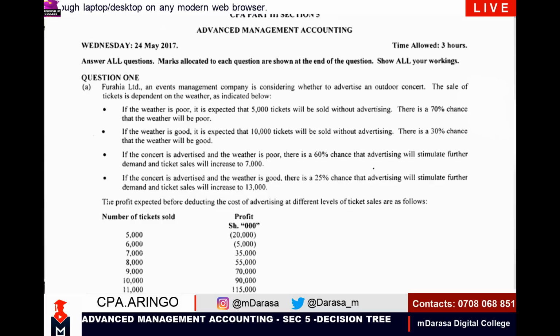At any given point, if the weather is good and I've done nothing, still I'm going to sell 10,000 tickets. And we are told that there is a 30% chance that the weather will be good. So in the event that the weather is good and I haven't done any form of advertisement, you'll find that I'm going to have ticket sales of 10,000.